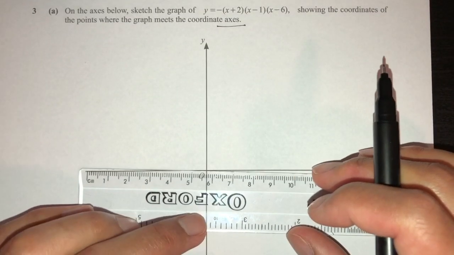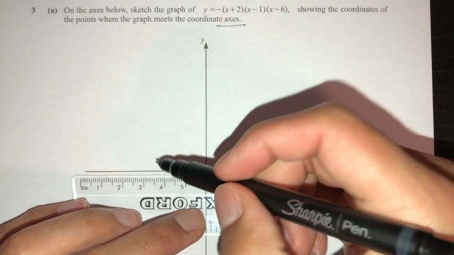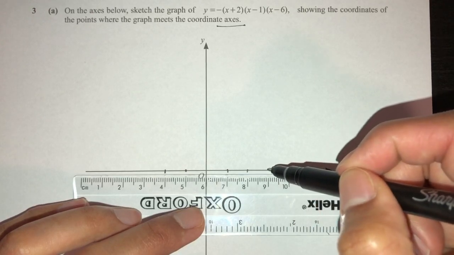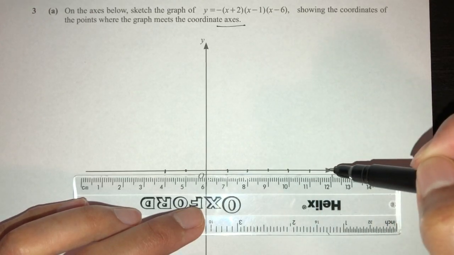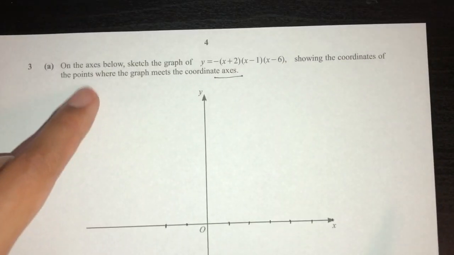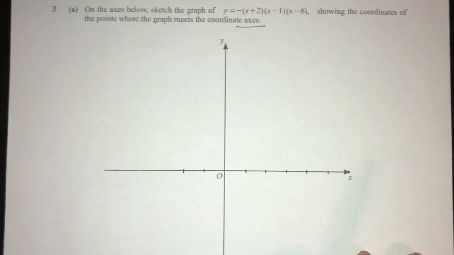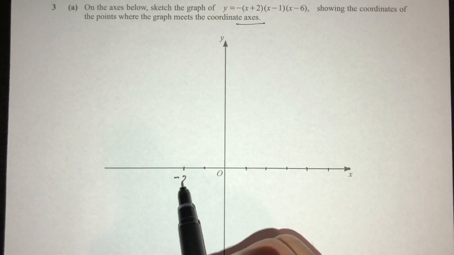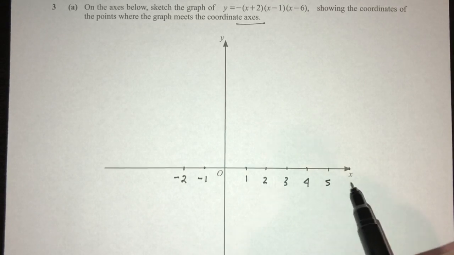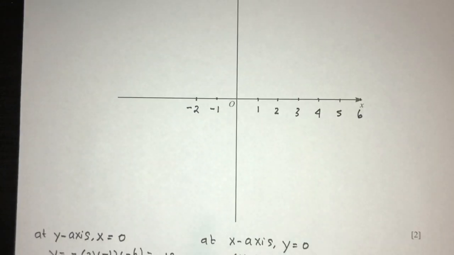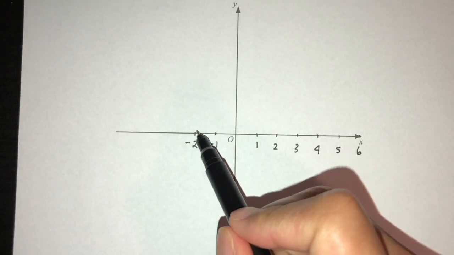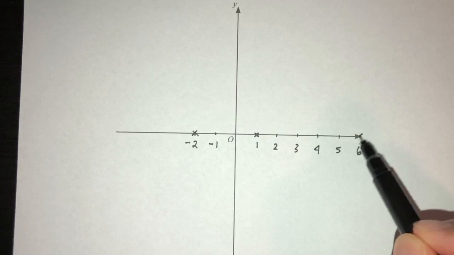Okay, so we have -2. So this is 1, 2, 3, 4, 5, and 6, for example. It doesn't need to be exact, it's only a sketch, so you can make your own scale if you want to. So this is -2, that will be -1, 1, 2, 3, 4, 5, and 6. So we have points at -2, 1, 6.